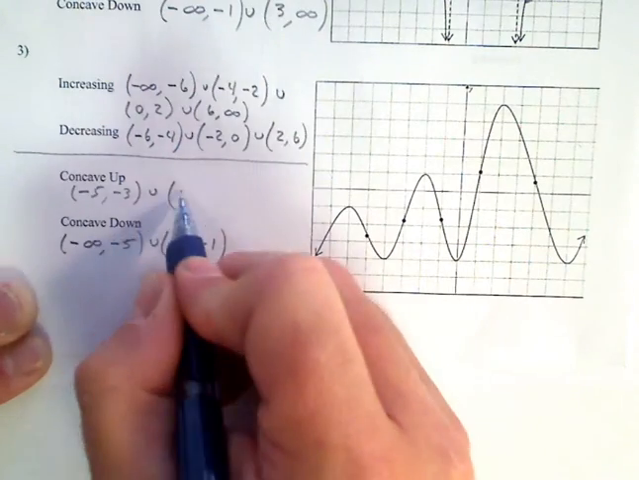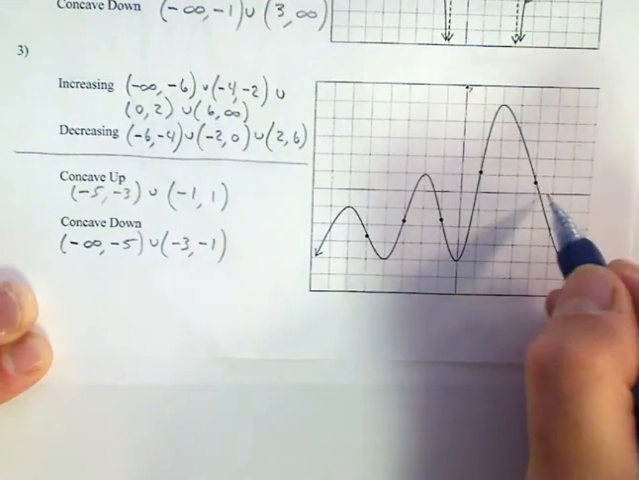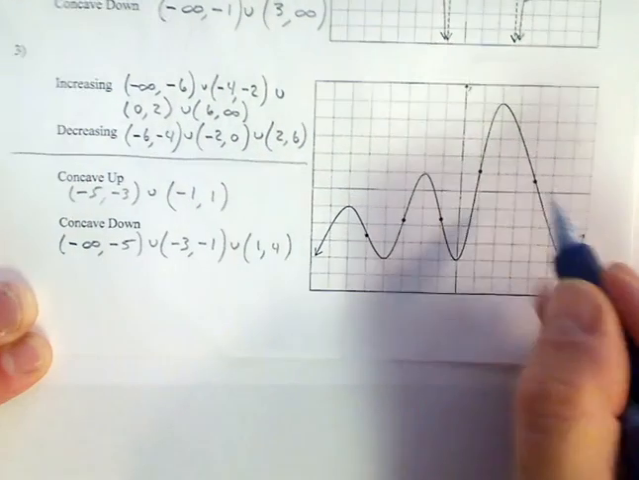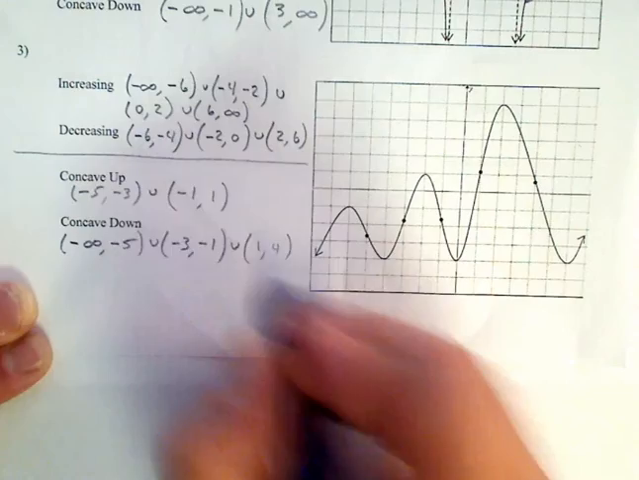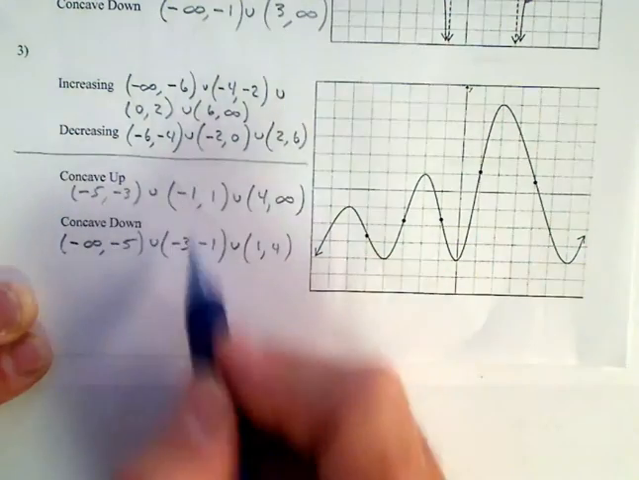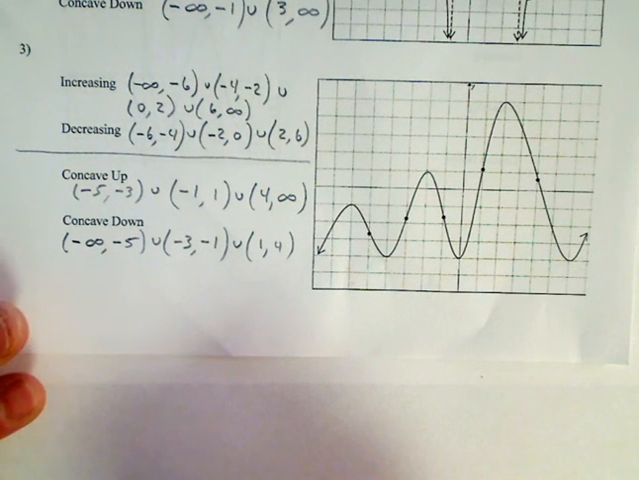Concave up from -1 to 1. Concave down from 1 to 4. And then the rest of this is concave up, since it doesn't change directions anymore, 4 to infinity. And here's an example where you see we hardly got any matching answers, so they're not related to each other at all.